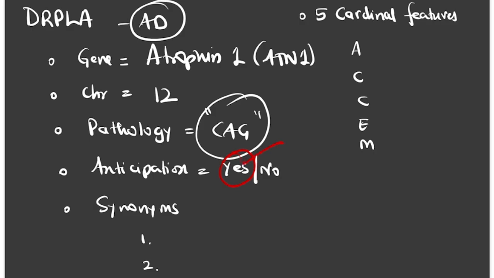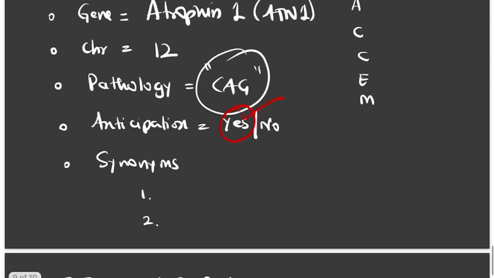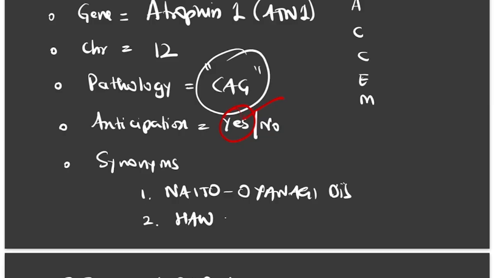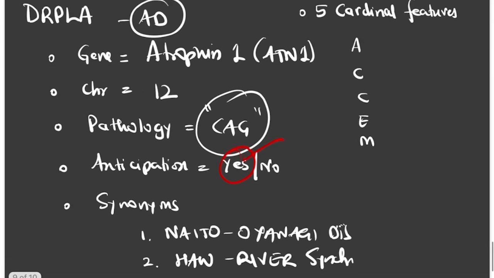Okay. Also, what are the other names given to DRPLA? It's also called Naito-Oyanagi disease, also called Haw River syndrome. So two synonyms for DRPLA: Naito-Oyanagi disease and Haw River syndrome.